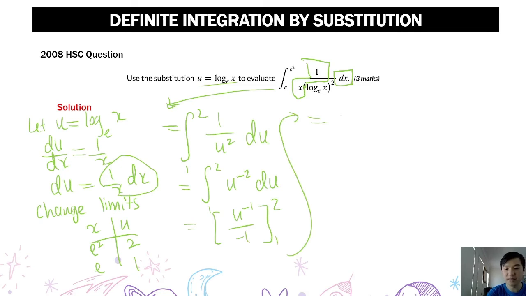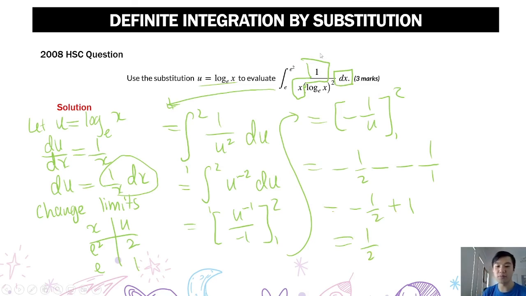And when I evaluate the limits, this is just negative 1 over u from 1 to 2. This is going to be negative half minus 1 over 1, which is negative half plus 1, which is going to be half. So our integral of 1 over x log base e x squared from e to e squared is going to be half.